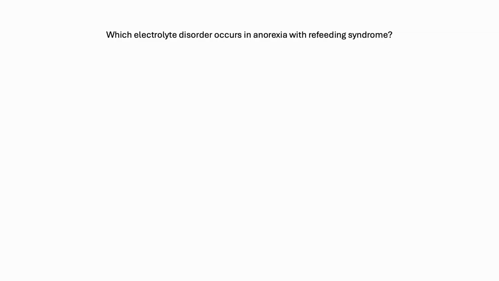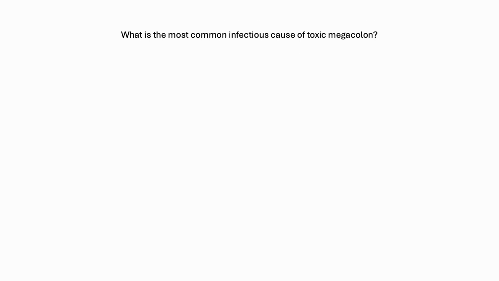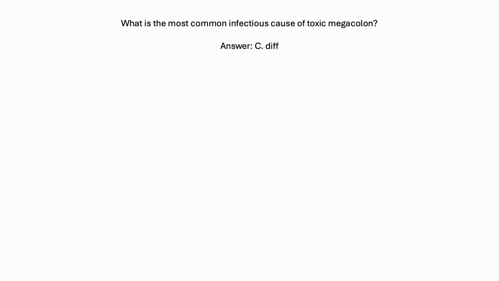Which electrolyte disorder occurs in anorexia with refeeding syndrome? They're going to have hypophosphatemia. What is the most common infectious cause of toxic megacolon? This is going to be C. diff.